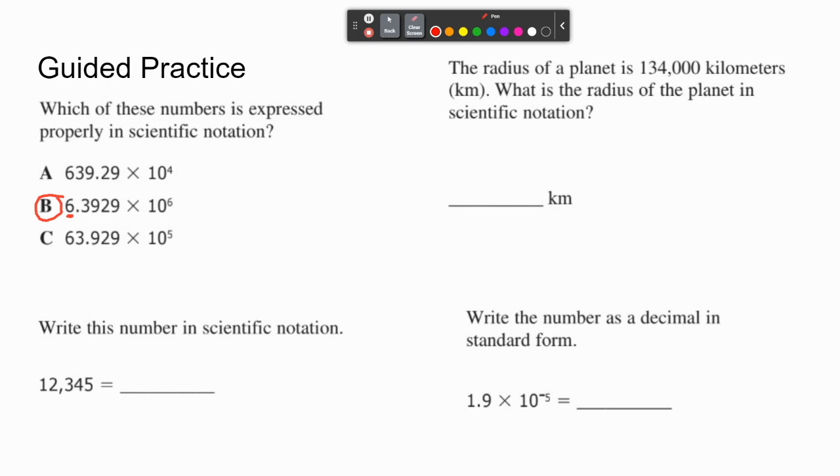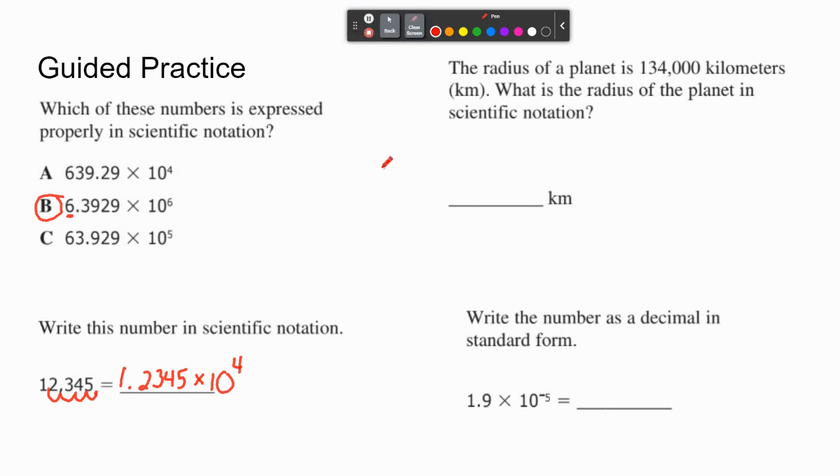The next example says write this number in scientific notation. So I'm going to take my imaginary decimal point and I'm going to count the places I move it. 1, 2, 3, 4. I'm going to write 1 point, 2, 3, 4, 5. I can't leave any of those numbers off because they're not zeros. And I'm going to always write times 10. And in this case, I moved my decimal 4 places. So I'm going to write the exponent 4.